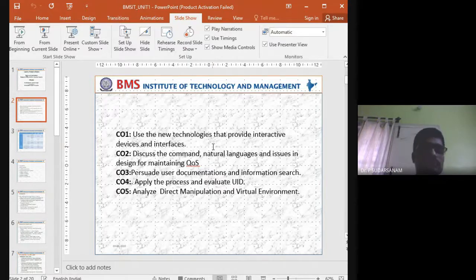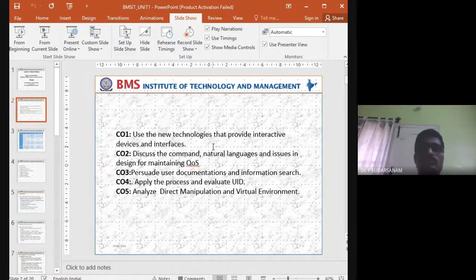For example, if you take UID, these are the course outcomes we have written. The first one is to use the new technology that provides the interactive devices and interfaces. So how you will be doing interaction with the system or anything in our life, and how you will be doing the interfaces. So many interfaces we'll be seeing, with examples we'll discuss later. So interaction, how it happens from one to another. That is CO1, the first course outcome.